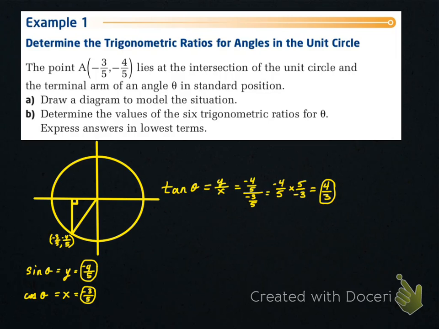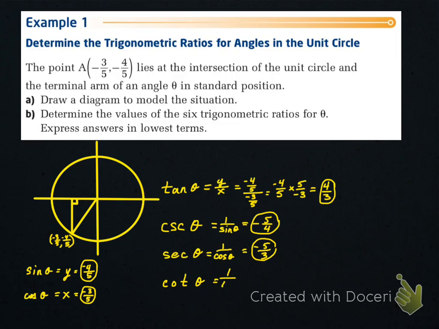For the other three, the cosecant is 1 over sine, which is the reciprocal of sine, so that'll be -5/4. The secant is going to be 1 over cosine. That's going to be -5/3. And cotangent is going to be the inverse of tan, which is going to be 3/4.